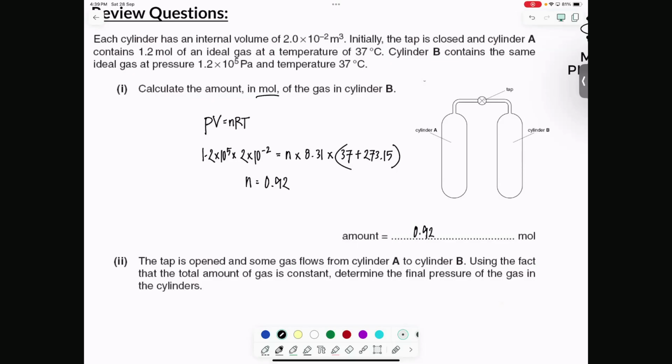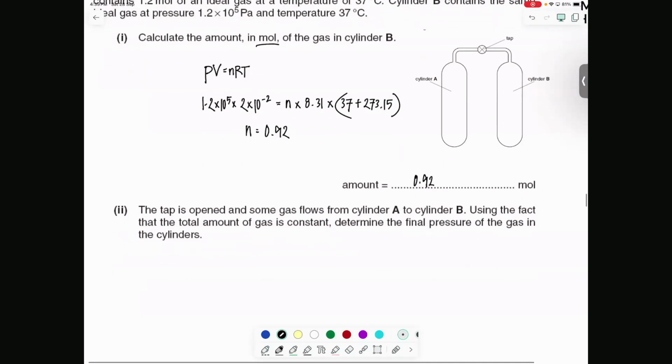Do we write our answer to 3 significant figures or 2 significant figures, or what do you think is right? Yeah, 2. If you look at the data, they're very consistent. All the information is given to 2 significant figures, right? You have to maintain your answer to that same significance, okay?